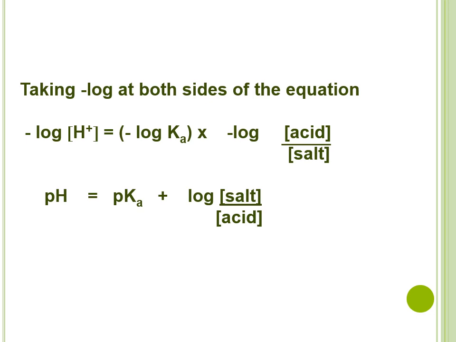If we have Ka, we are able to find the pH by taking negative logarithm at both sides of the formula. On the left, we're going to have negative log H plus. On the right, we're going to have negative log Ka plus negative log concentration of acid divided by concentration of salt, and we're going to get pH equals pKa plus log salt over acid.